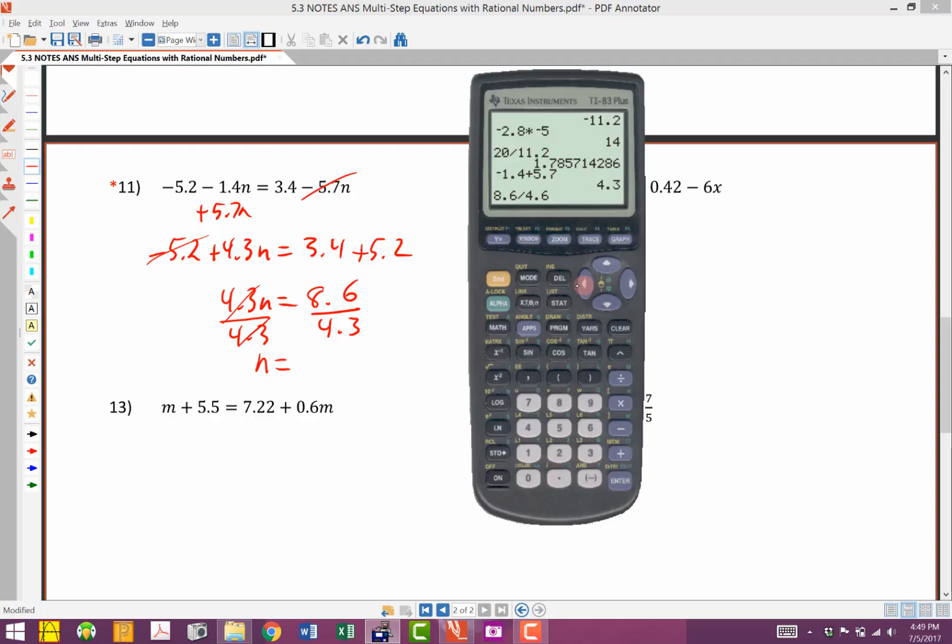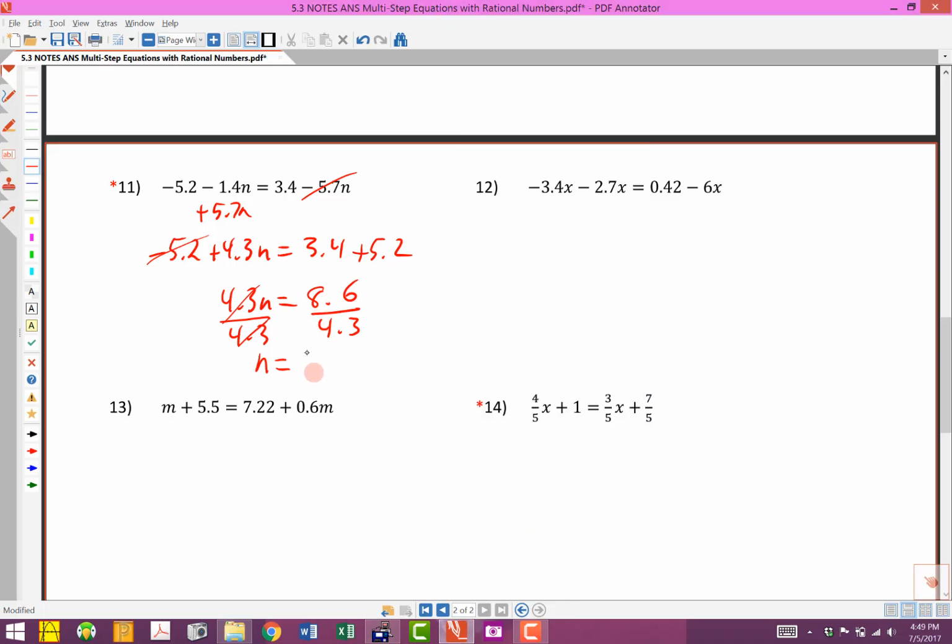Whoops, hit the wrong one there. Whoops, yeah, no, we got that one right. 8.6 divided by 4.3. So 4.3 right there. Now you might notice that 4.3 is half of 8.6. So when we hit enter, it's going to give us an answer of 2. This is twice as big as that right there. So the answer on that one is n equals 2.